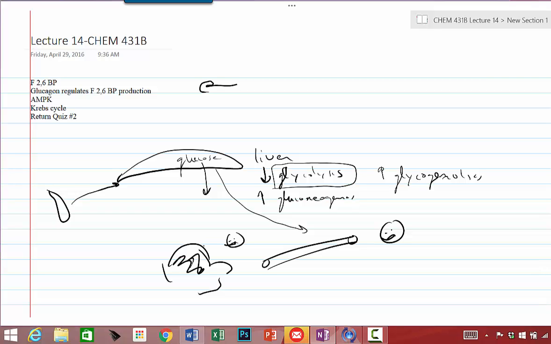It can start catabolizing the glucose. This is a very interesting enzyme. It's unusual because it actually has dual function. It's a kinase as well as a phosphatase. So it has two enzymatic functions on one polypeptide, and it's regulated by phosphorylation.